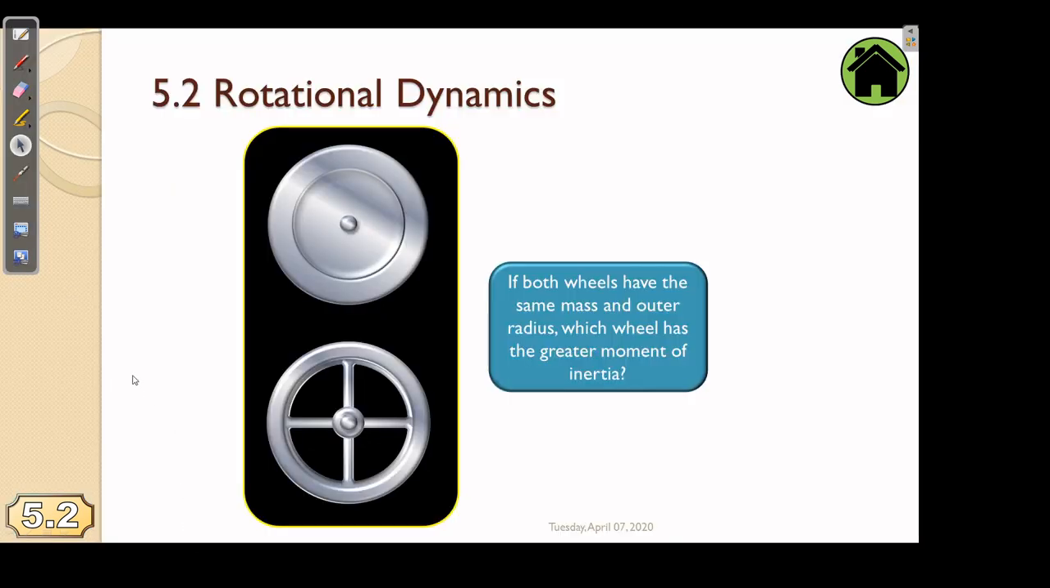So here we have two wheels. In this wheel, the mass is distributed more or less evenly throughout the body of the wheel. In this wheel, the mass is concentrated strongly in the rim. If both wheels have the same mass and outer radius, then the question is which wheel would have the greater moment of inertia? And we would suspect that this wheel would have the greater moment of inertia because its mass is concentrated further from the radius. So if we apply the same torque to both wheels, this wheel will spin up more slowly and this wheel will spin up more quickly.